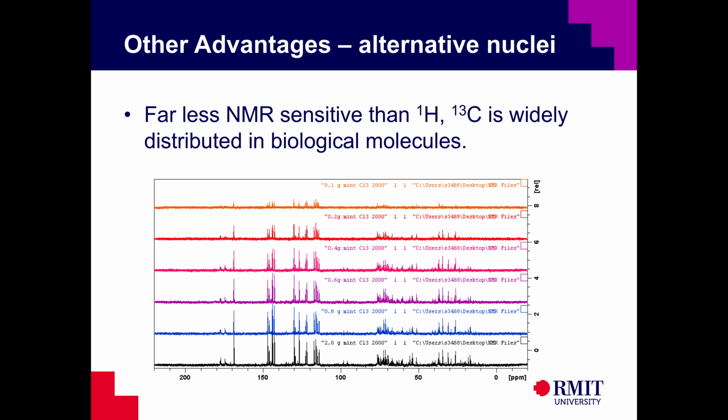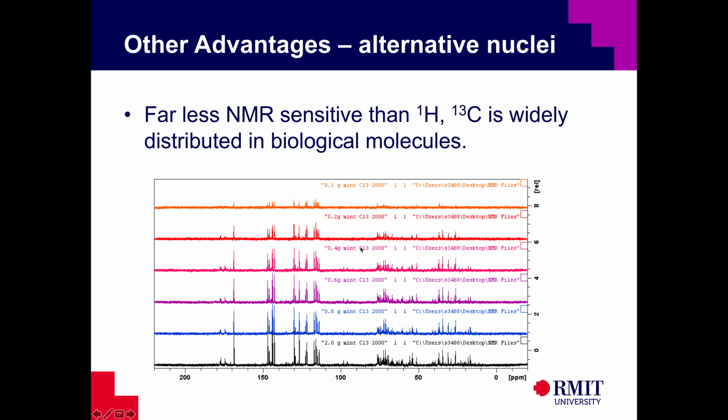And that would also give us the advantage that we could use alternative nuclei. So normally when you're doing NMR-based metabolomics, you're doing proton NMR, but there are other NMR-sensitive nuclei, including carbon. Now normally in a sample, only C13, which is about 1% of natural carbon, is NMR active. So you need a lot more sample to get the same signal.